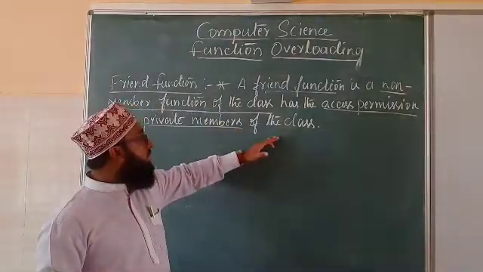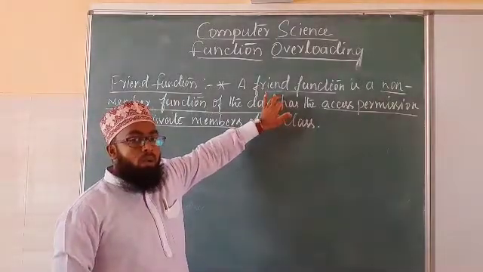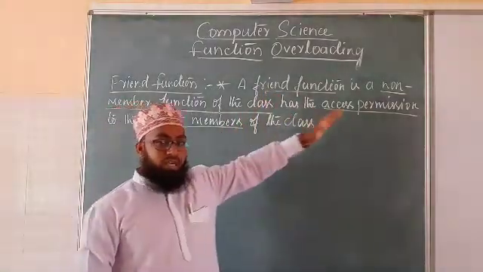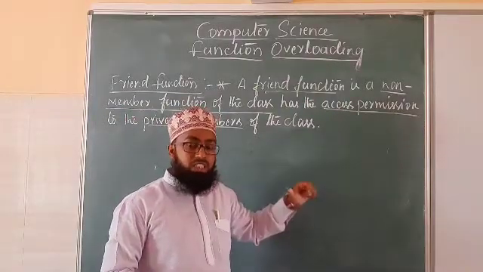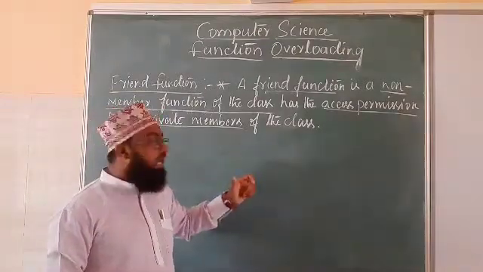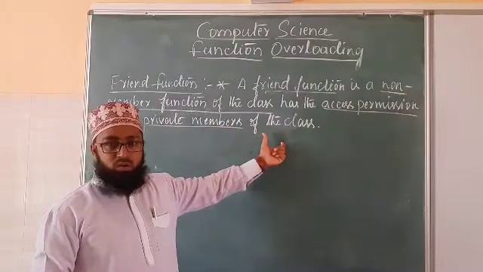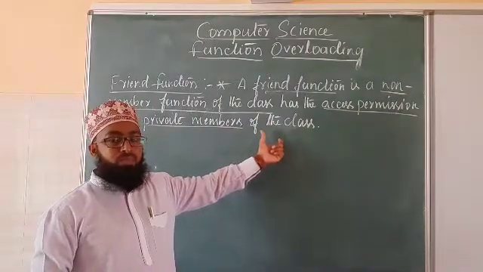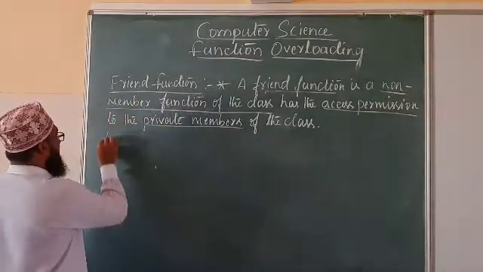A friend function, it is a member function of another class, but it is also having the access permission. It means it is having the permission to access the members of the class. Okay, so that type of function is called a friend function.